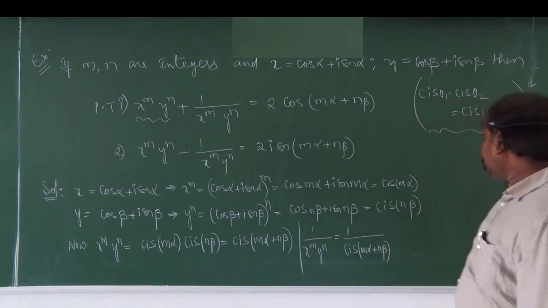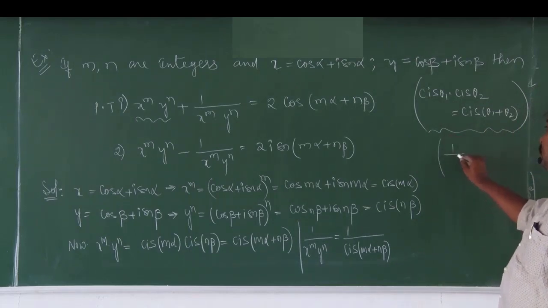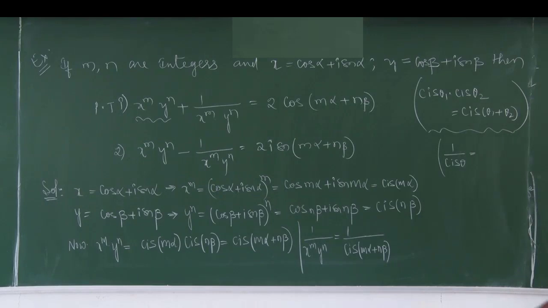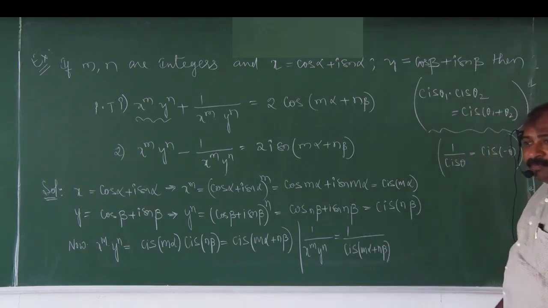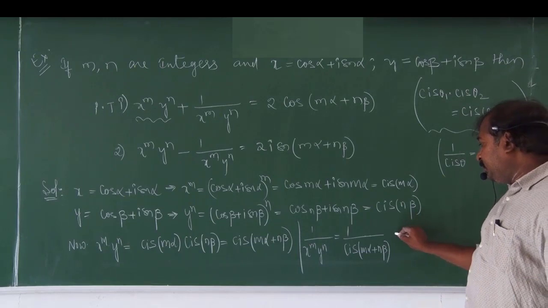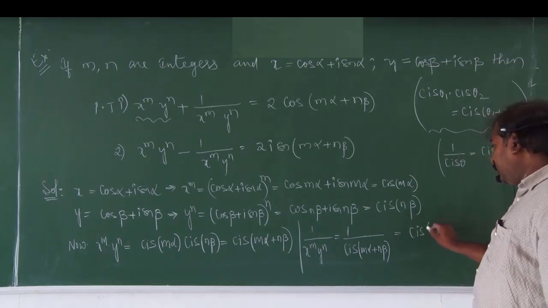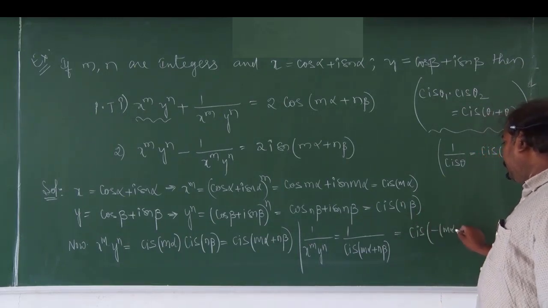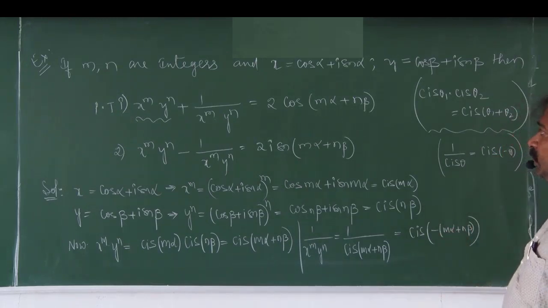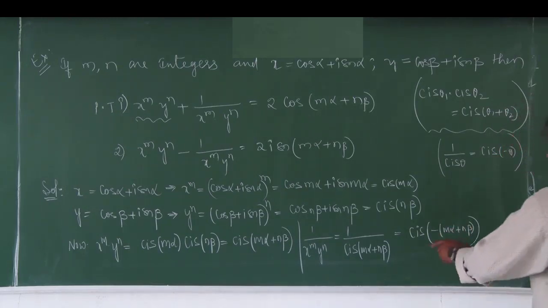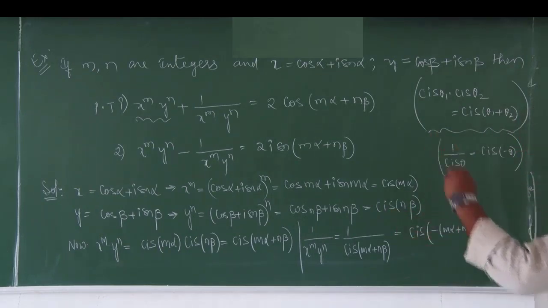Now one more formula is there. 1 by cis theta, how can I get this value? 1 by cis theta is cis of minus theta. Just now we gave this point. Basing on this point, how can I get 1 by cis of m alpha plus n beta? The value is cis of minus of m alpha plus n beta. Now replace these values, to get our required result.